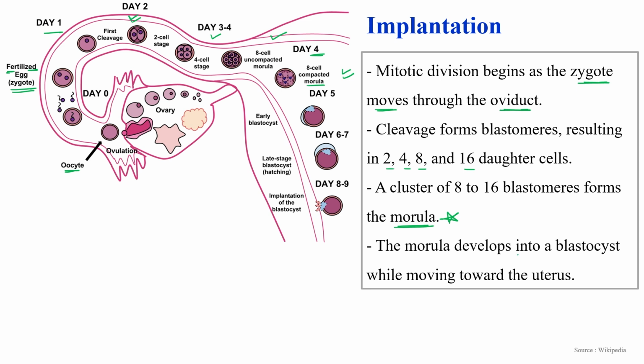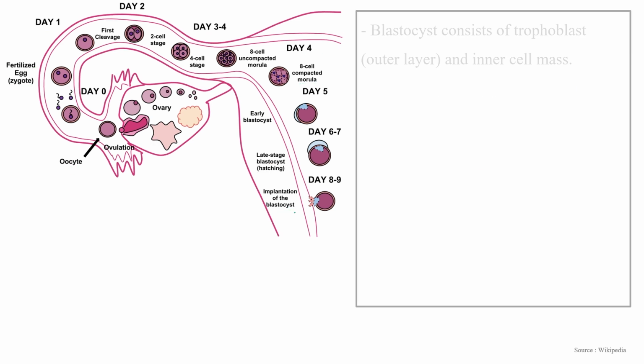Then this morula develops into the blastocyst while moving towards the uterus. After the morula stage, on the 5th day we can use the term blastocyst, early blastocyst. On the 6th to 7th day, late blastocyst, hatching. And on the 8th to 9th day, we can say implantation of the blastocyst.